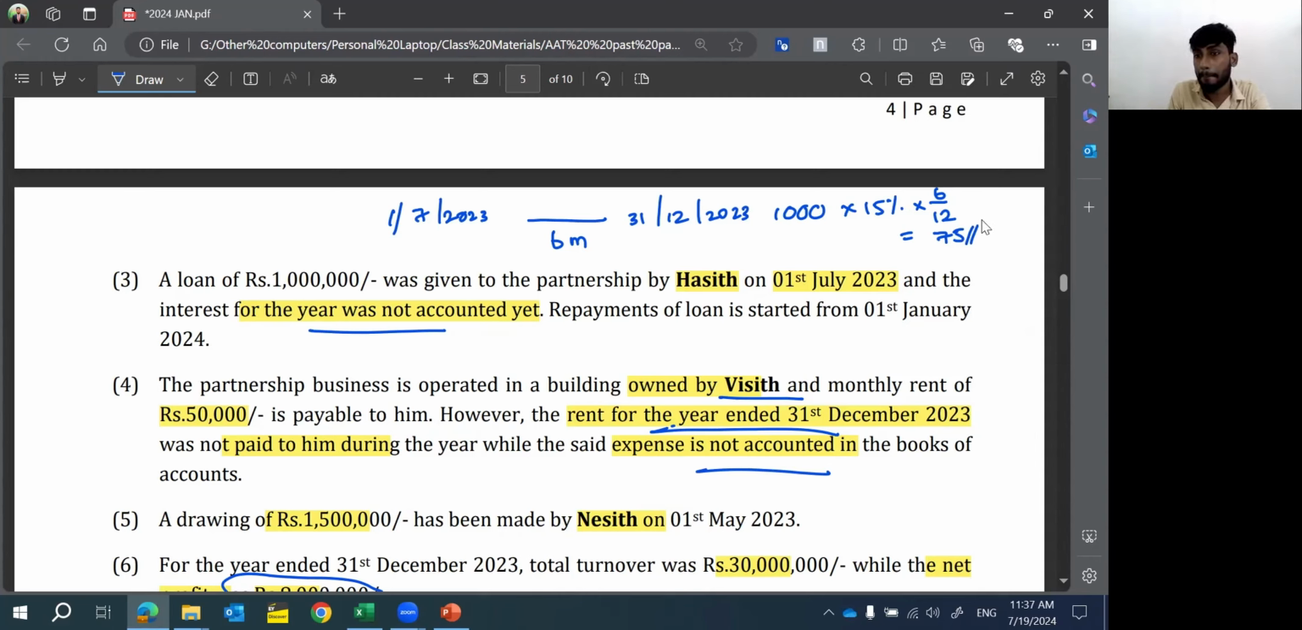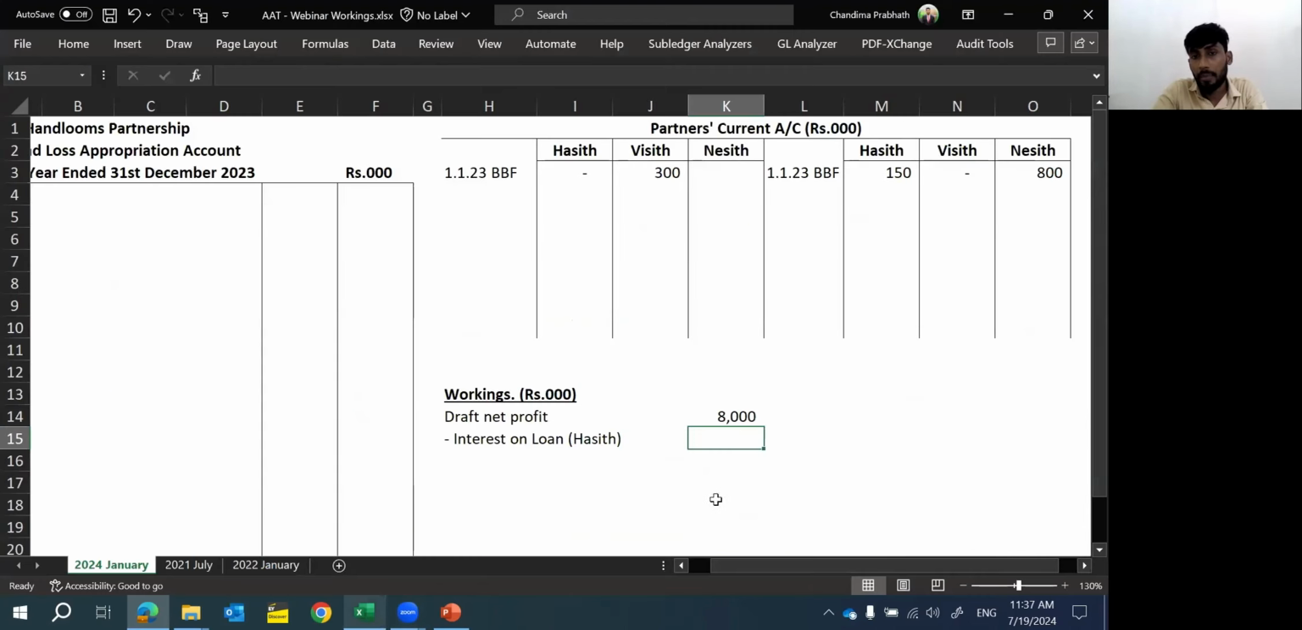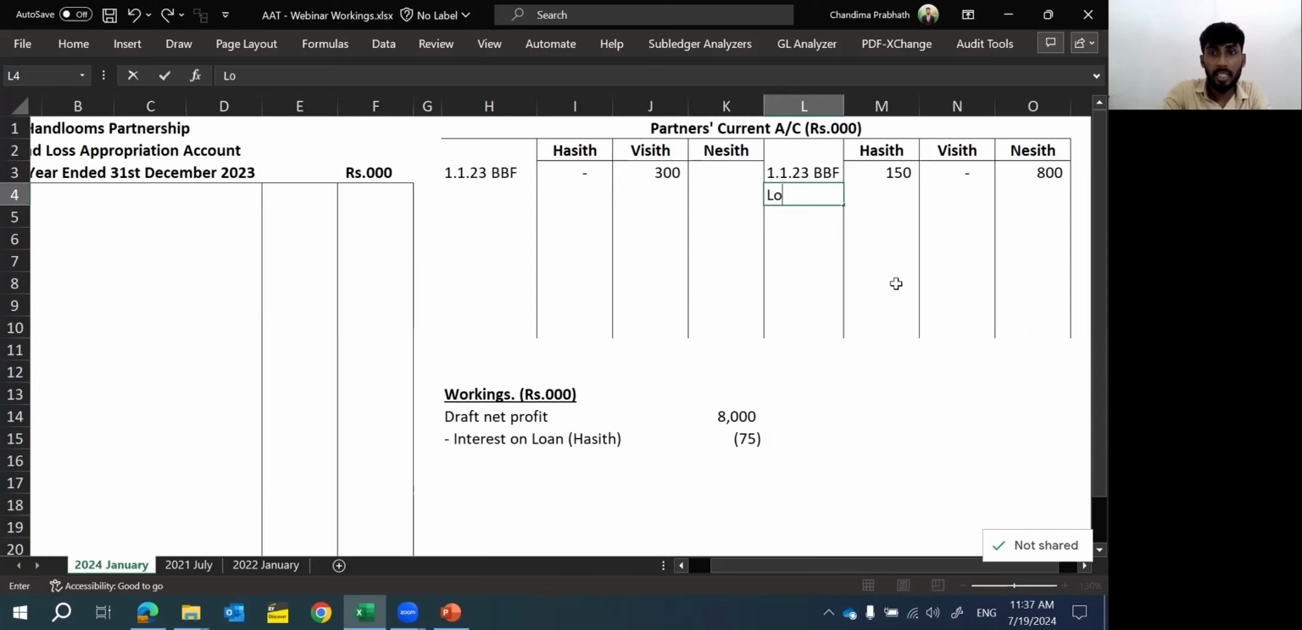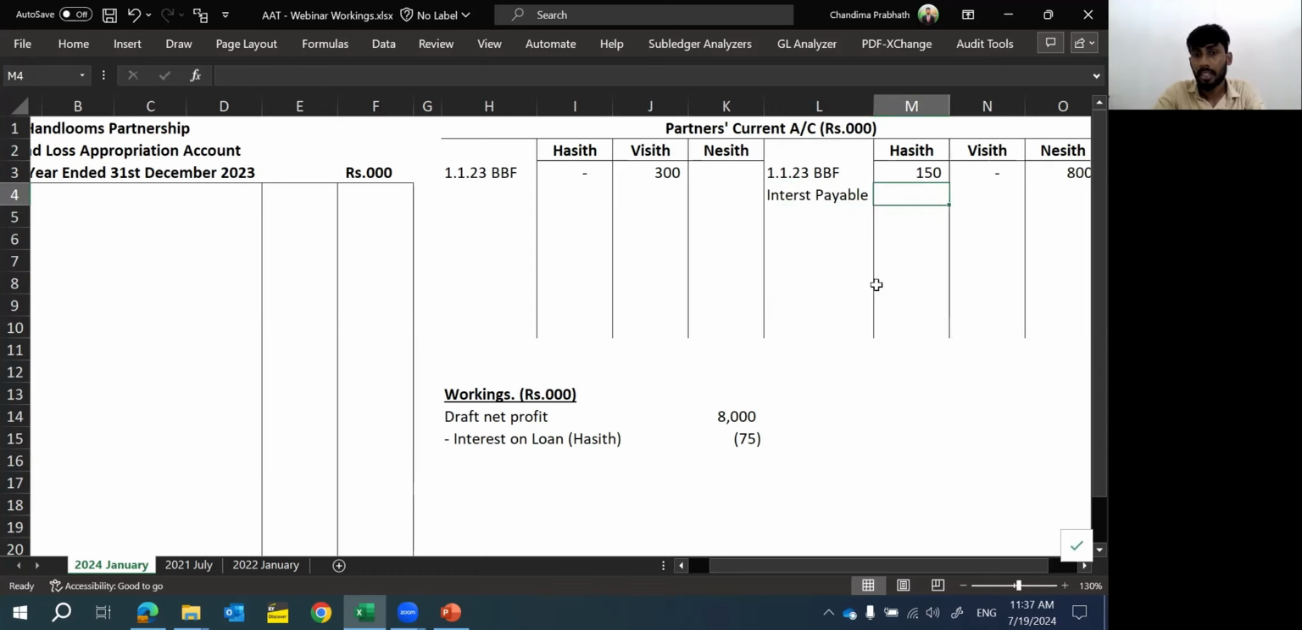So 75. Debit to P&L, or debit to profit. I am going to reduce the profit, and where am I going to record? I am crediting this loan interest payable, or else I would say interest payable to Hasit. Interest payable 75. I am crediting.